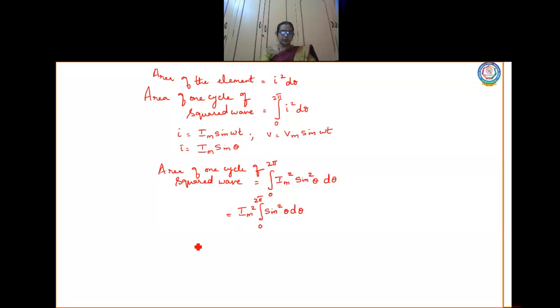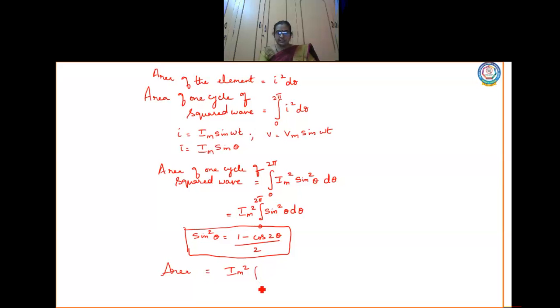Okay. Now I have the formula for sine square theta. Trigonometric formula: sine square theta is 1 minus cos 2 theta by 2. So substitute here. Now this is a formula, so let me have a box for this. Now once again this equation. So area, I'll write in short here, area is equal to Im square. Now I'm going to substitute for sine square theta as 1 minus cos 2 theta by 2. Now I'll put this in a bracket, d theta.